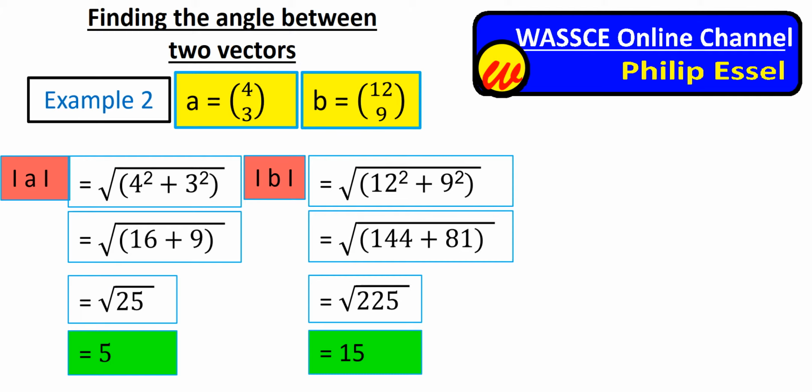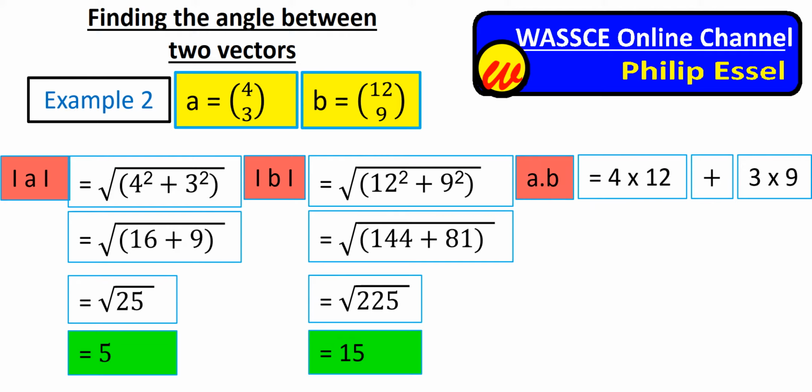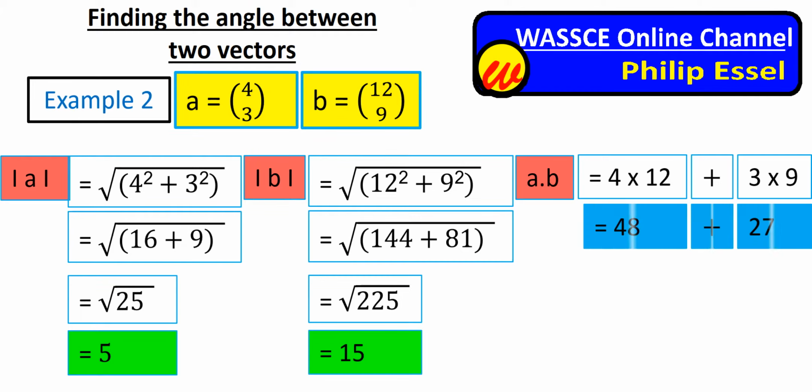Now let's do the dot product of the two vectors A and B. That will be equal to 4 times 12 plus 3 times 9. The 4 times 12 will give us 48, and the 3 times 9 will give us 27. The 48 plus 27 would give us 75.